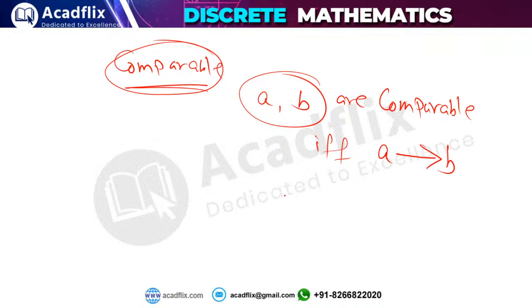One thing you already know is that in the poset, because of antisymmetry, if A is related to B, then B cannot be related to A. Let's assume A and B are different elements. Then if A is related to B, then B cannot be related to A because of the antisymmetry property. So A and B are comparable if and only if A is related to B.